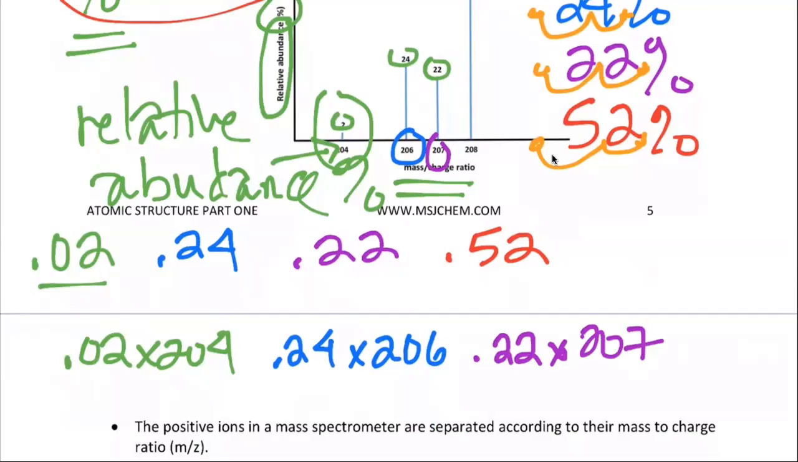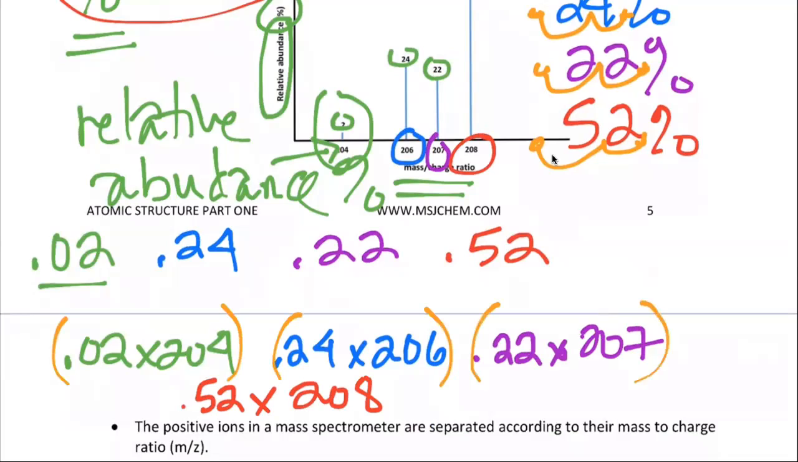And then my last one, this is the one with the highest percent. I'm going to write it down here. It's 0.52 times, and the mass on this one is 208. So what I do is I do each one of these, okay? I multiply each one, so 0.02 times 204, 0.24 times 206, 0.22 times 207, 0.52 times 208, and then once I do that, I add all of them up, okay? And that would give me my answer.